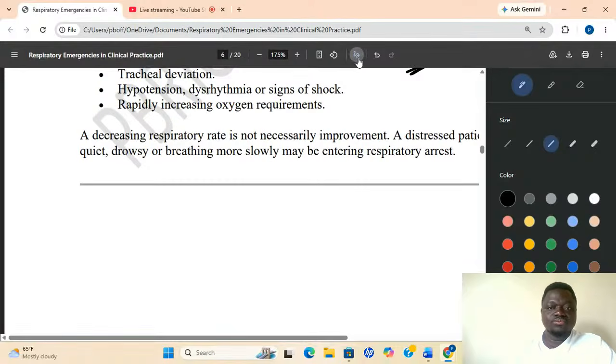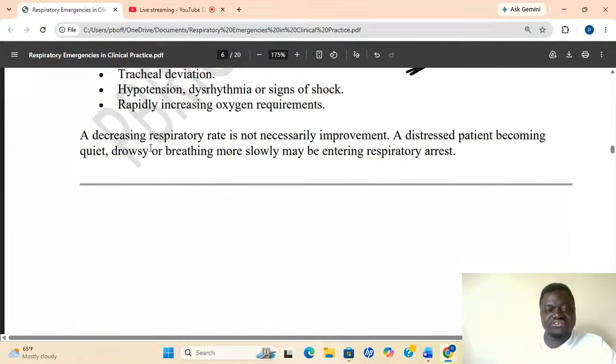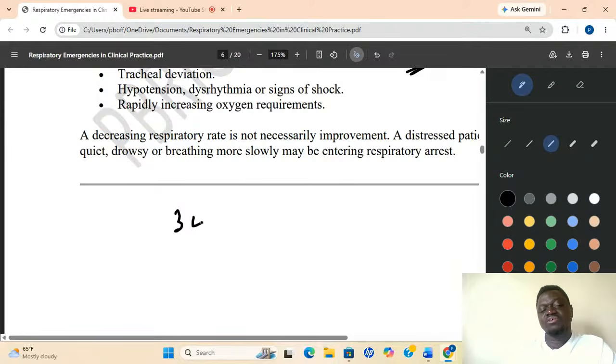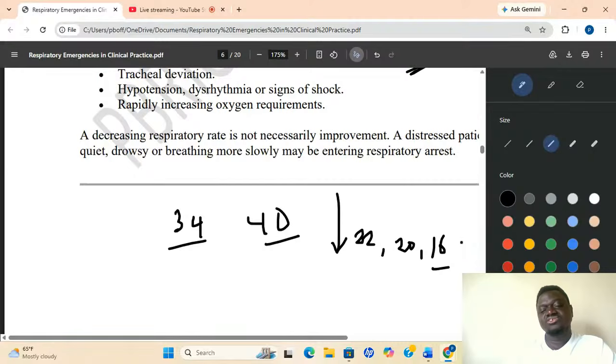So the note for this is that a decreasing respiratory rate is not necessarily improvement, especially in asthmatic patients. Somebody came with a respiratory rate of 34, 40. The fact that it has gone down to 22, 20, 16, 12, within a few minutes you were at 34, now you are at 12, it is not necessarily improvement.